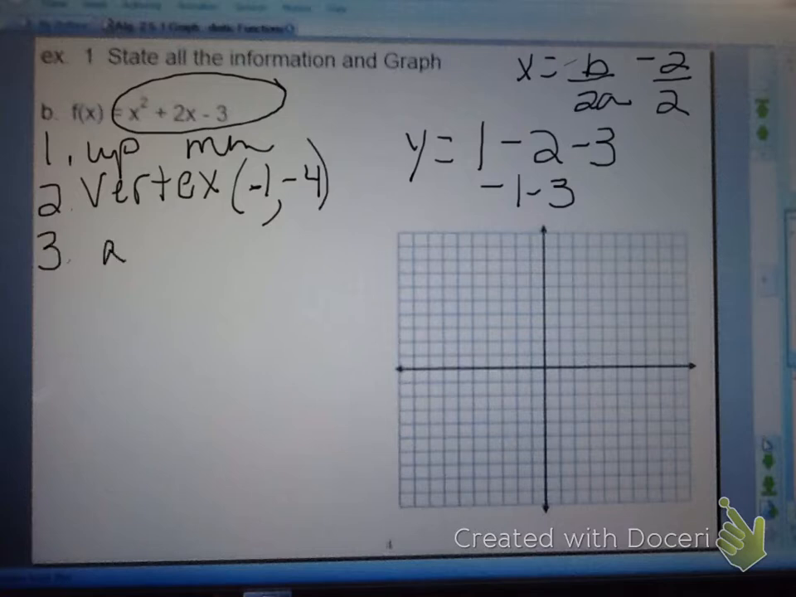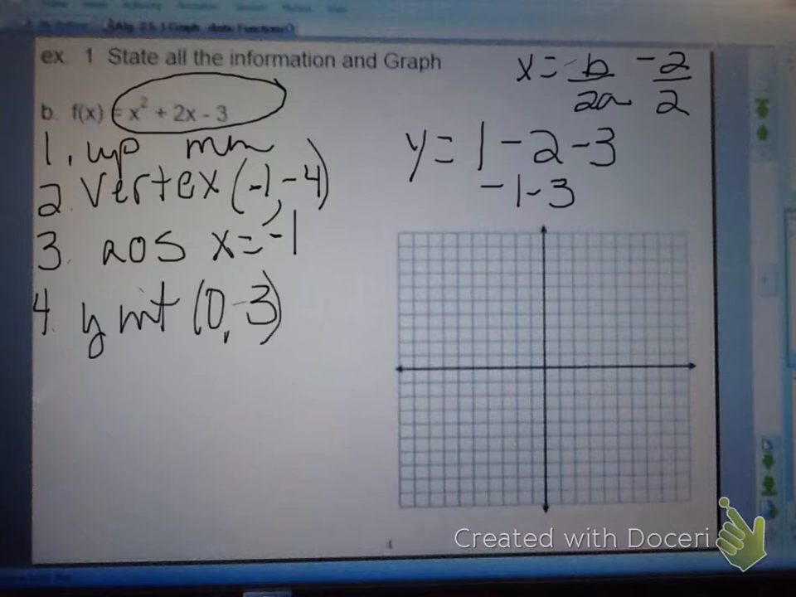The axis of symmetry is what cuts it in half, which is a vertical line at x equals negative 1. The y-intercept is 0, negative 3. So let's go ahead, stop right here, and plot the points that we have. Okay, I plotted negative 1, negative 4, 0, negative 3, and my axis of symmetry.